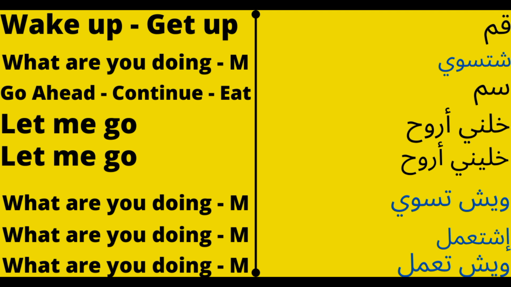As I said before, we have some words and sentences in Gulf or Khaleeji dialect, and we want to study them. First one is gim or gum. It means stand up. So this word is a command or order verb to a male. Stand up for male is gim or gum.